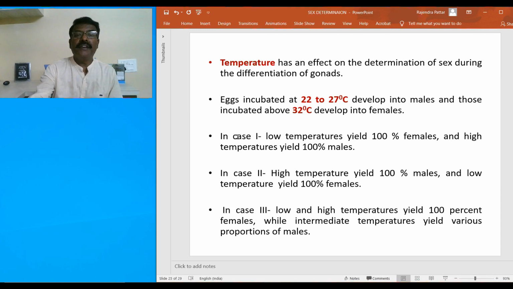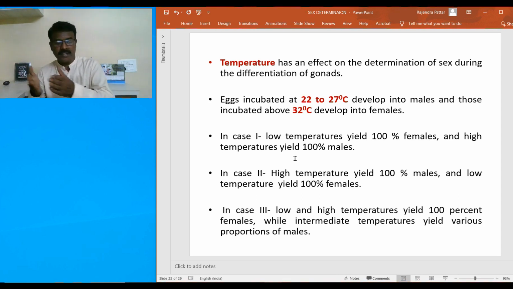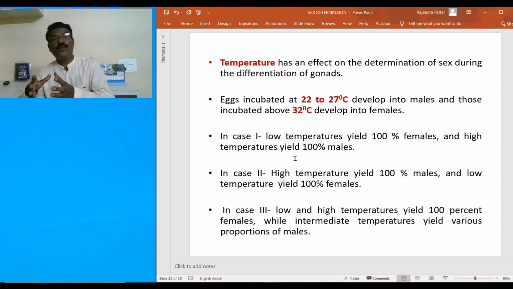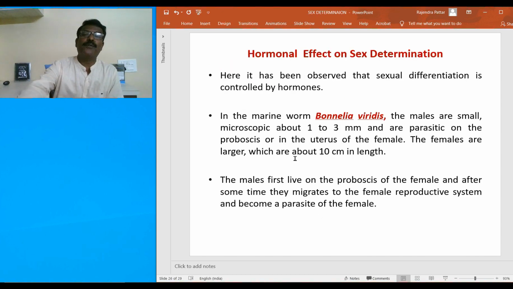Similarly, in the case of the crocodile and the alligator, the case is something different. If the eggs are incubated at a lower temperature, crocodile and alligator eggs develop into females, and under high temperature they develop into male alligators or male crocodiles. This is also observed and experimentally proved.